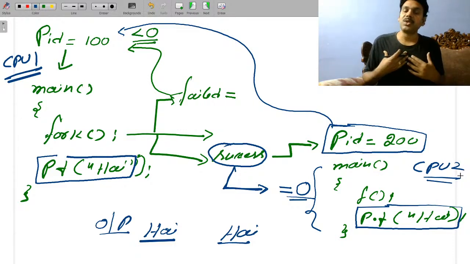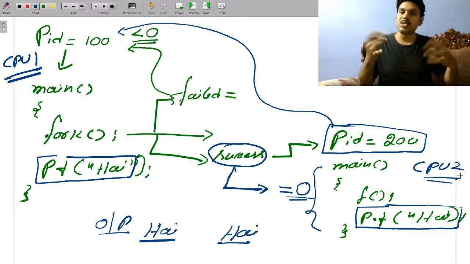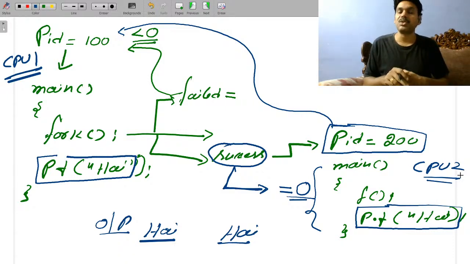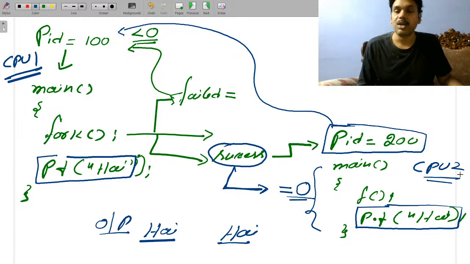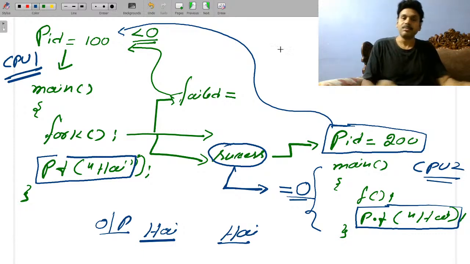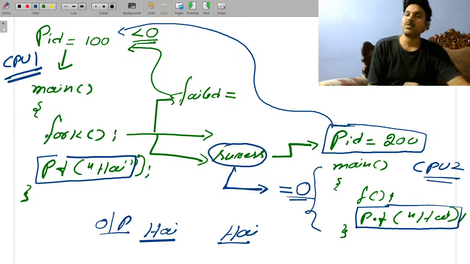I want to execute multiple instances of output on multiple processors because I am using a multiprocessor structure, and that too I want to reduce the time in order to get the multiple same outputs. This you can achieve with the help of the fork statement. Let me give you a flow diagram of how the children are created.